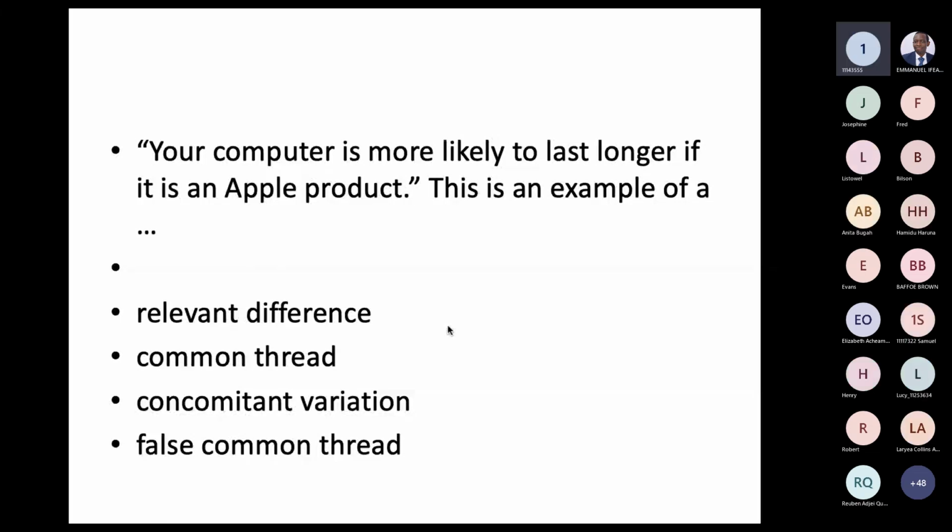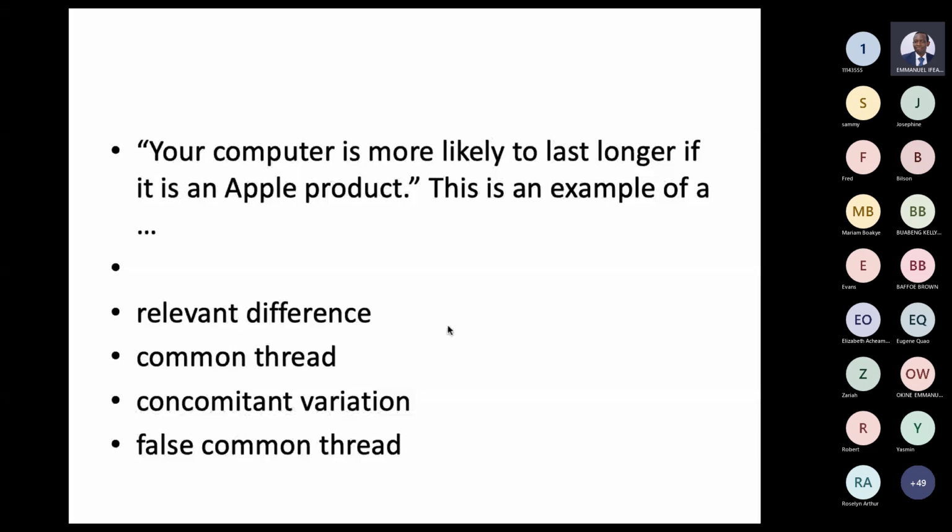Relevance difference. Okay, why do you think it's a relevant difference? Because there are so many other computers, so I'm sure they have done their investigation and found out that if it is Apple specifically, that will last longer. So the difference is among all the other types of computers. Okay, that's fine. So relevant difference is a serious contender for the right answer.